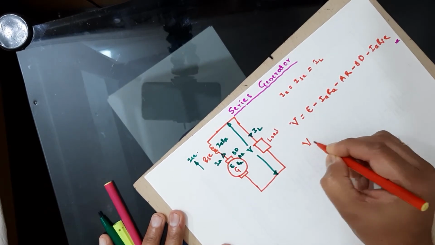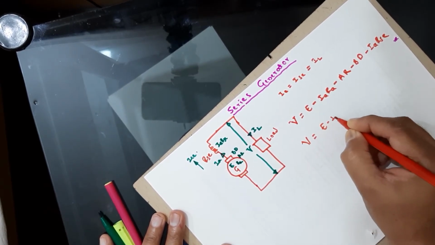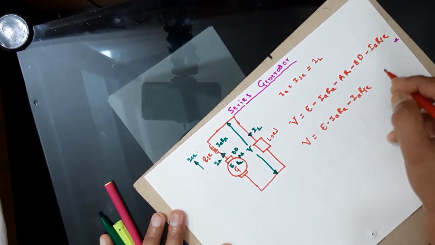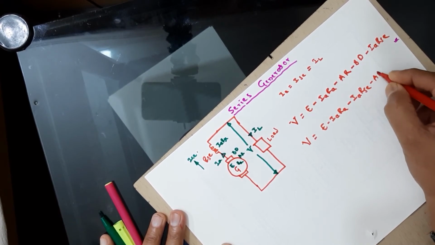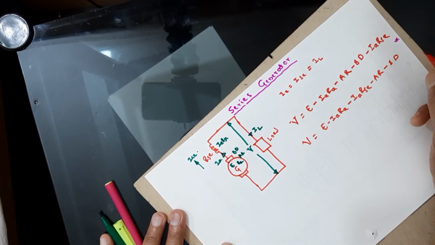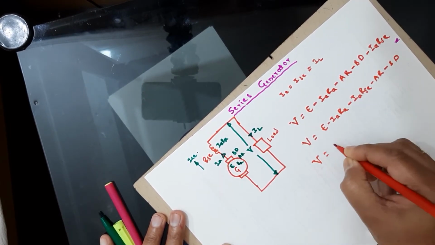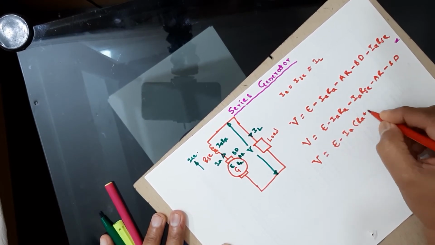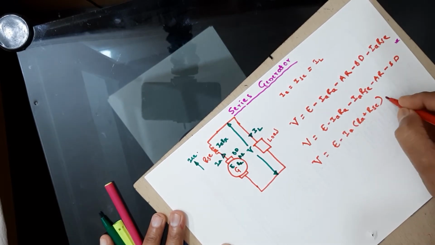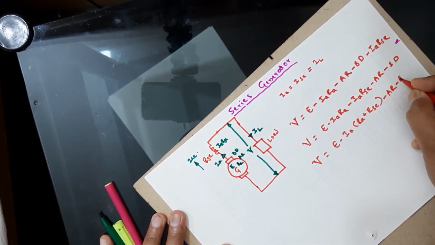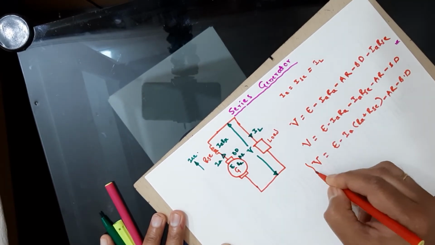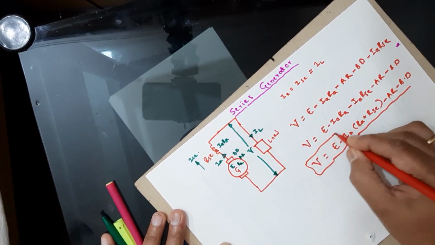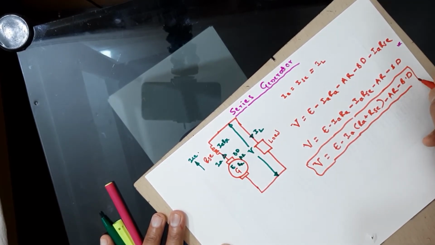Therefore, I will rewrite this equation as V is equal to E minus IARA minus IAR series minus armature reaction minus brush drop. Therefore, V is equal to E minus IA, combining these two resistances, RA plus R series, minus armature reaction minus brush drop. This is how we have to establish a relation between V and E in the case of series generator. It is a series generator.